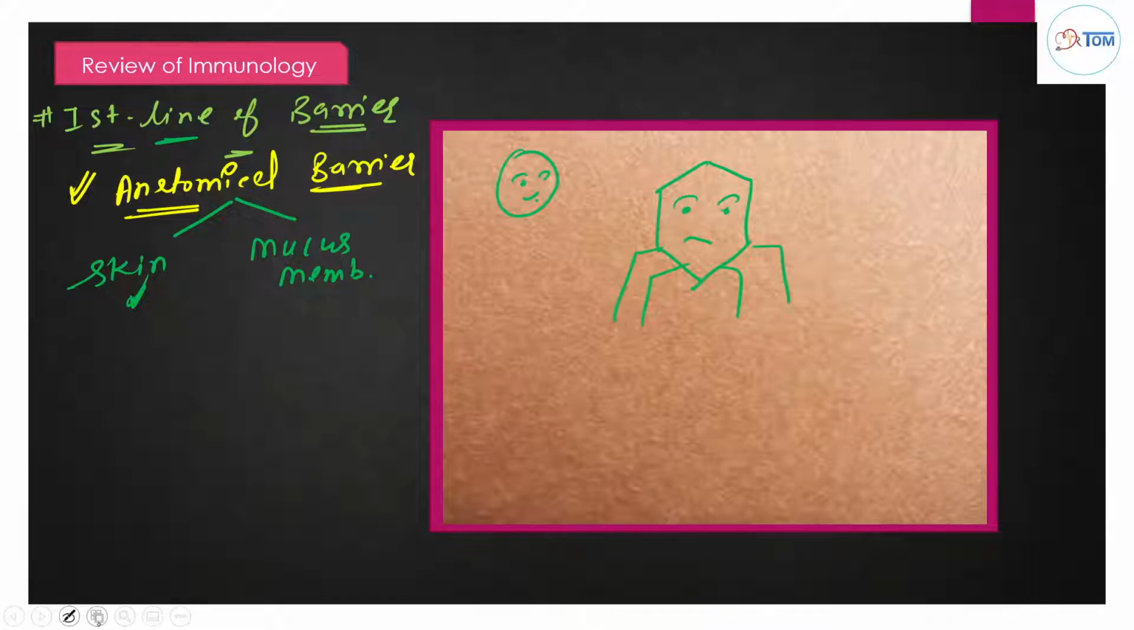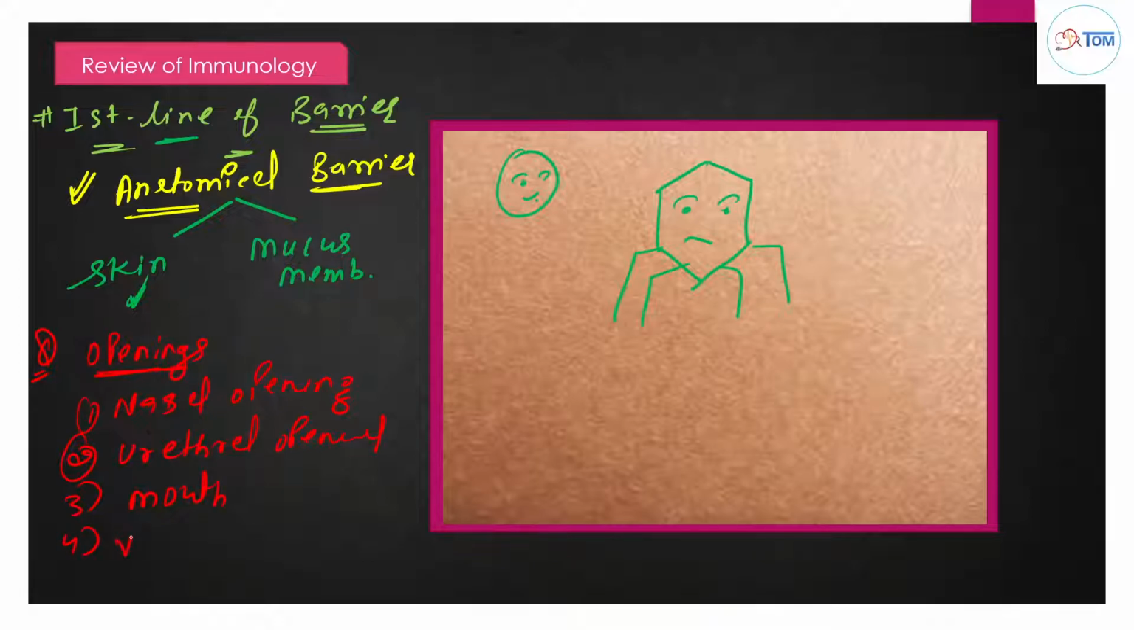But now I have a question, guys, and I think I have to address it because it is very important. What about the areas which have openings? We have openings at certain places, say the nasal opening, the nasal orifice. There is the urethral opening. There is the mouth, the buccal cavity, and the vaginal opening.